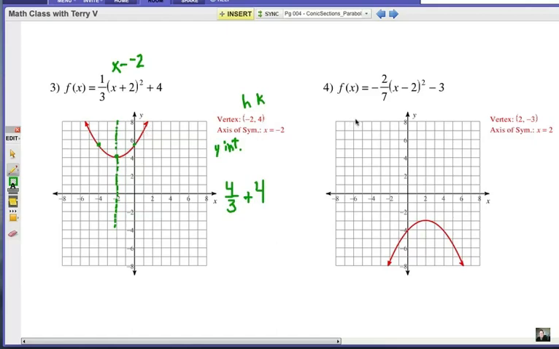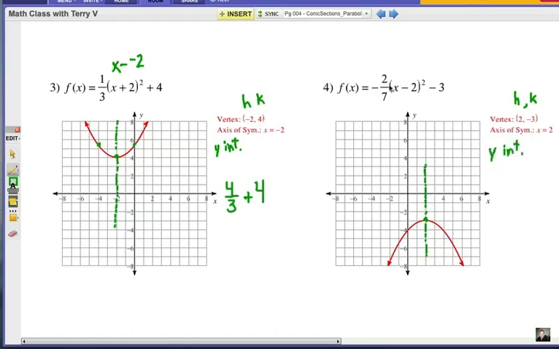Number 4, notice the negative sign right there. That's a negative a value, so it's going to be an upside down parabola. And the vertex is located at 2, -3, as you can see by the h and the k values right there. +2, -3. All right, so there's your parabola. And 2/7 is smaller than 1, so it's going to be flatter. And the line of symmetry is 2. So we know that everything's going to be folded or bent around that. And then the y-intercept. Let's take a look.